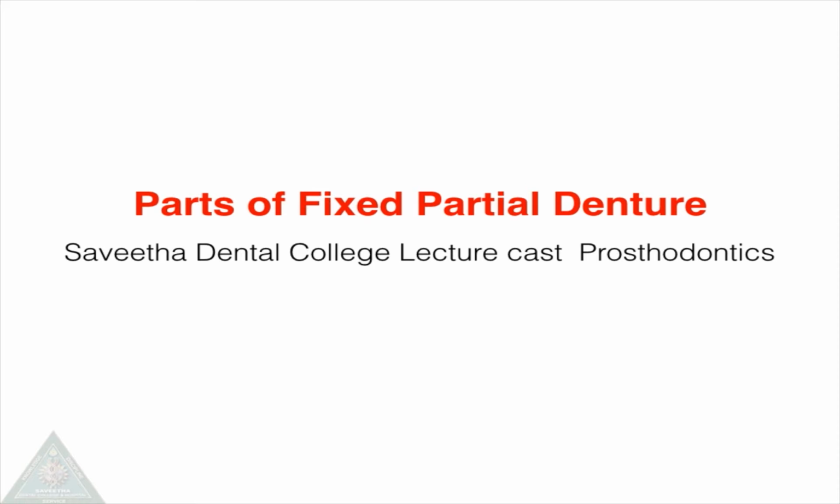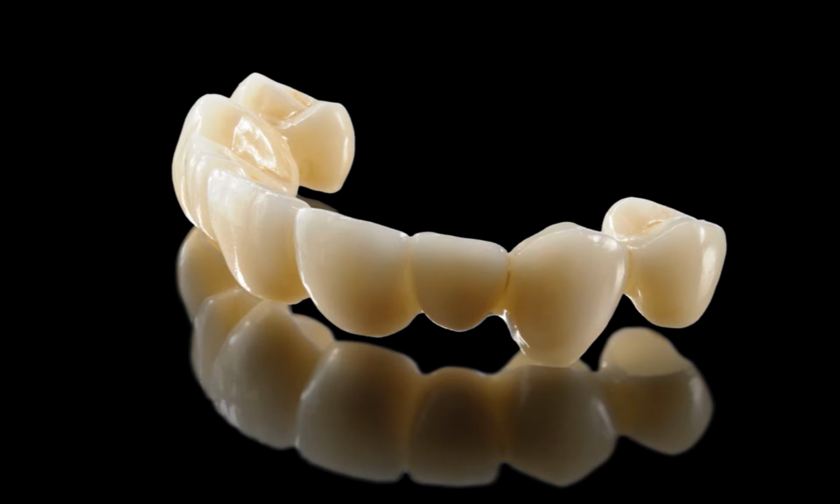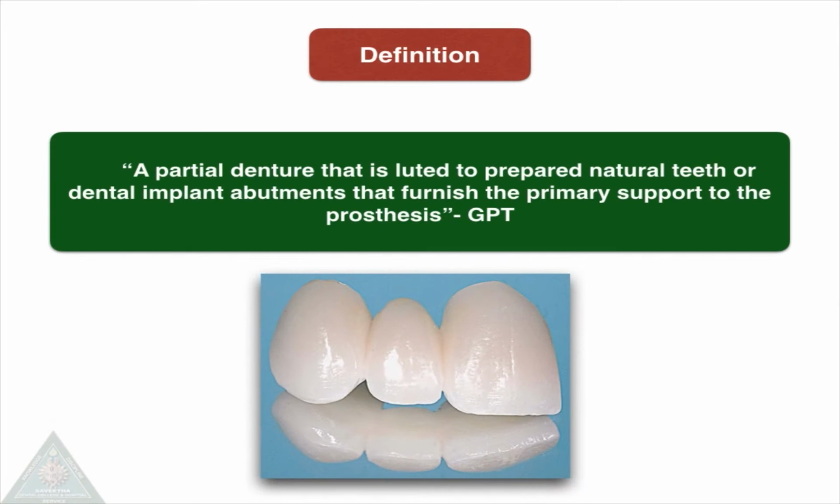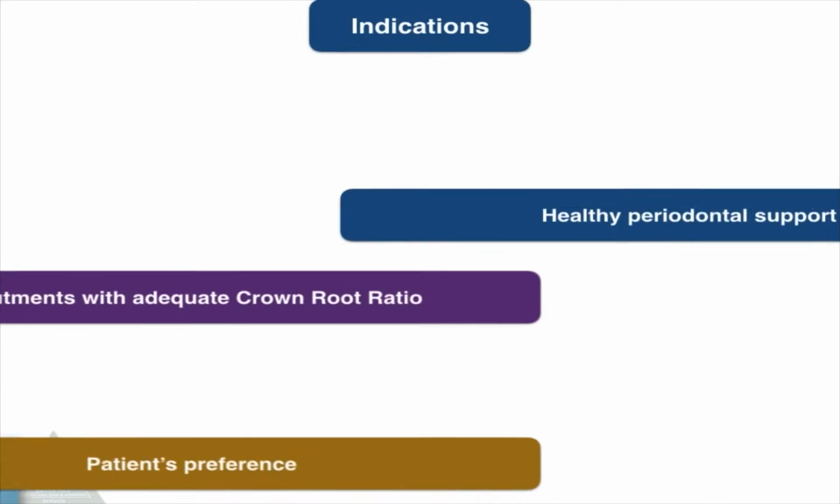Today's topic of discussion will be on parts of fixed partial denture. This is how an FPD looks. An FPD is defined as a partial denture that is luted to the prepared natural teeth or dental implant abutments that furnish the primary support to the prosthesis.